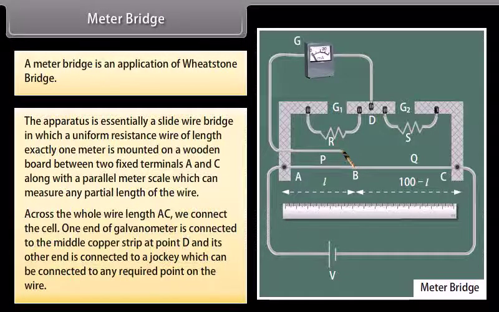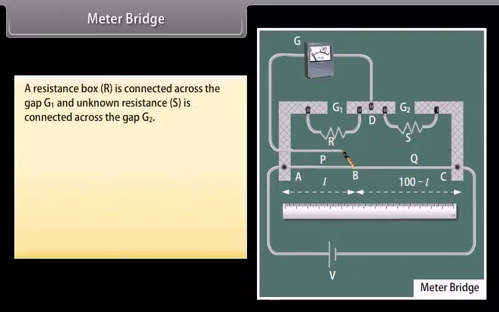Across the whole wire length AC, we connect the cell. One end of the galvanometer is connected to the middle copper strip at point D, and its other end is connected to a jockey which can be connected to any required point on the wire. A resistance box is connected across the gap G1 and unknown resistance is connected across the gap G2.